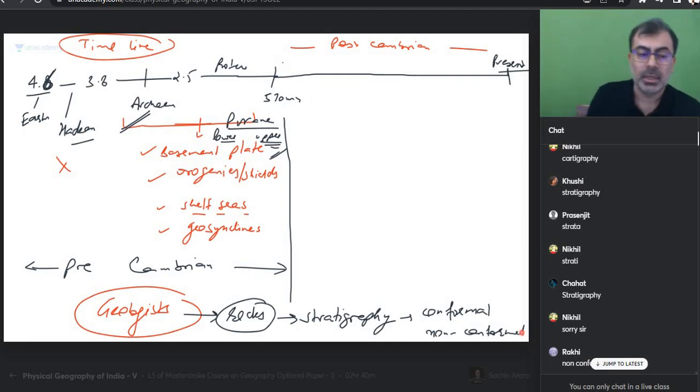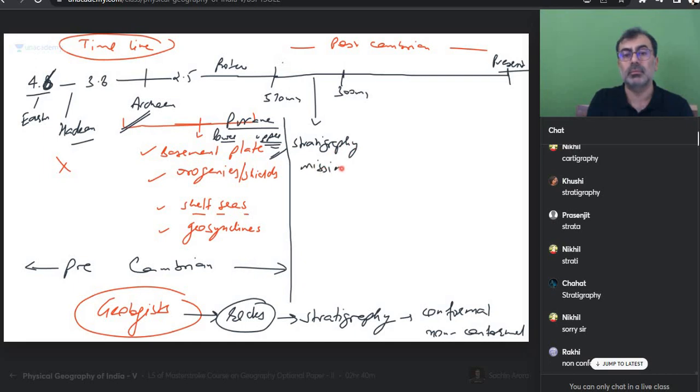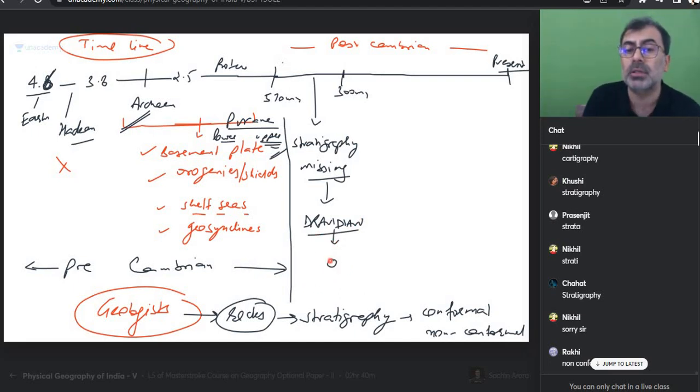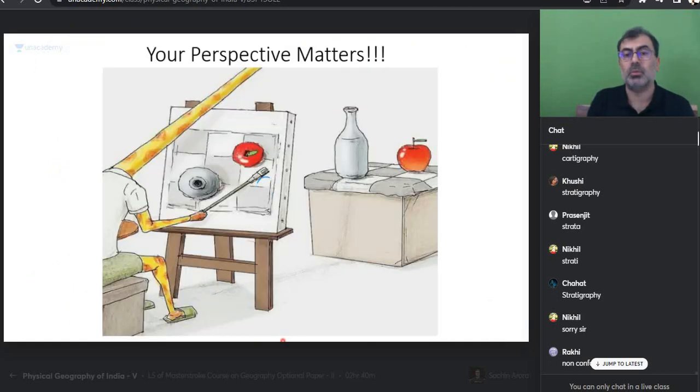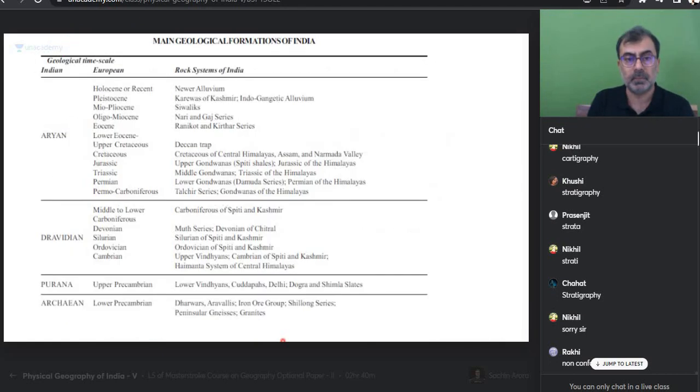Is everyone okay? Now, a sad or a strange thing happens. A very, very strange thing happens. From 570 to 300 million years, stratigraphy is missing. Dravidian. What do we call this? We call it Dravidian. That's why I gave it 0. What name did I give it? 0. Where is Dravidian? Look.